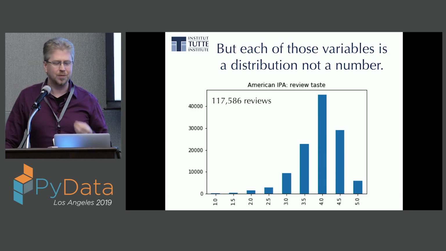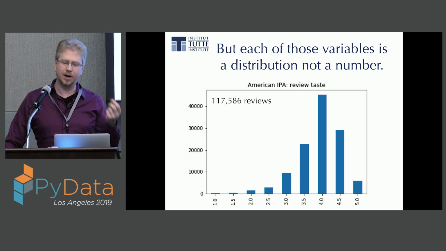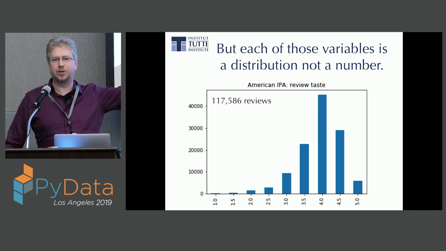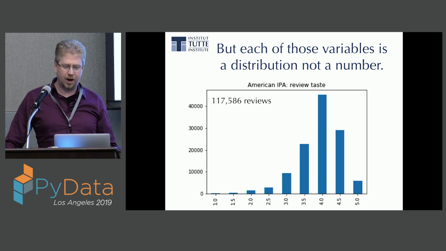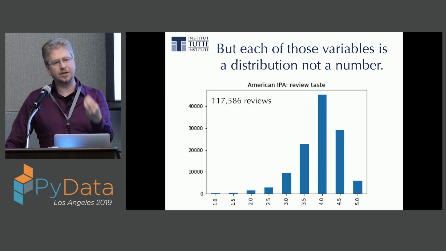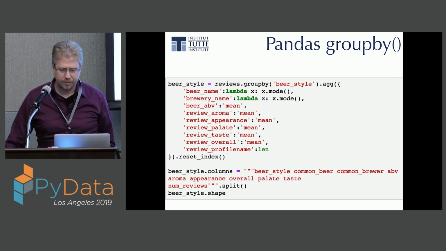You have a problem, though. Each of those variables is a distribution and not a number. So for American IPAs, for example, if you look at the taste review, it's a distribution of 117,000 different reviews, and that's that distribution. That's hard to deal with. We need a number to represent the taste for the beer style. Enter pandas group by.